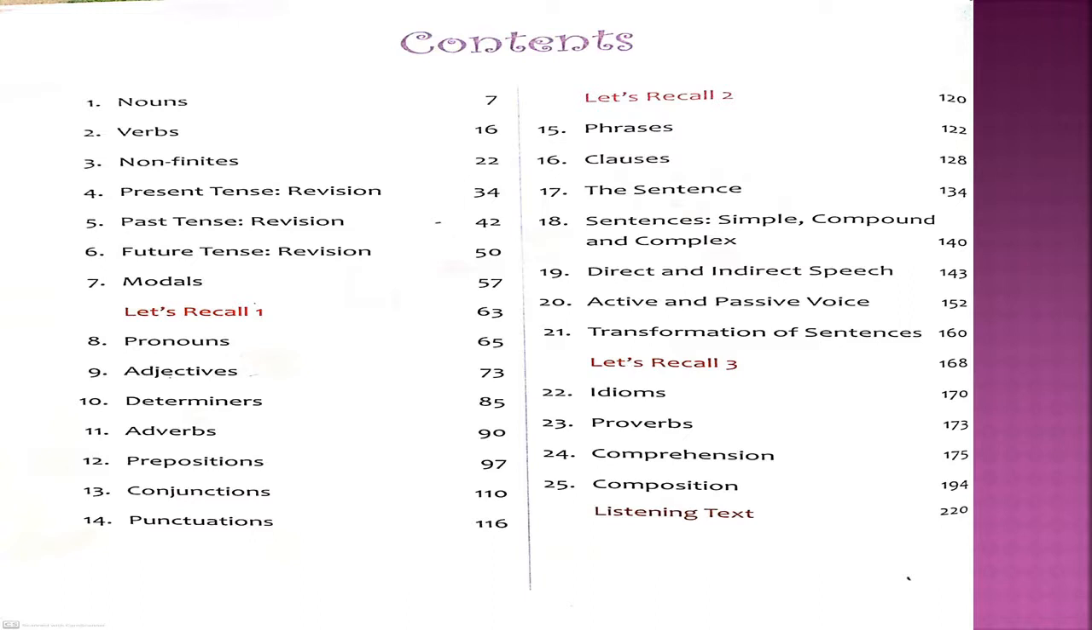Nouns, verbs, non-finites, present tense, past tense, future tense, modals, pronouns, adjectives, determiners, adverbs, prepositions, conjunctions, punctuations, phrases, clauses, the sentence, sentences: simple, compound and complex, direct and indirect speech, active and passive voice, transformation of sentences, idioms, proverbs, comprehensions, composition. Totally, we have 25 chapters.